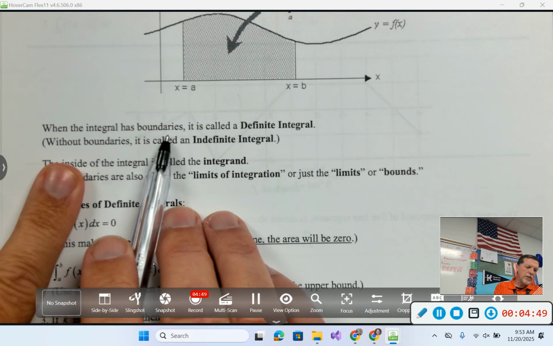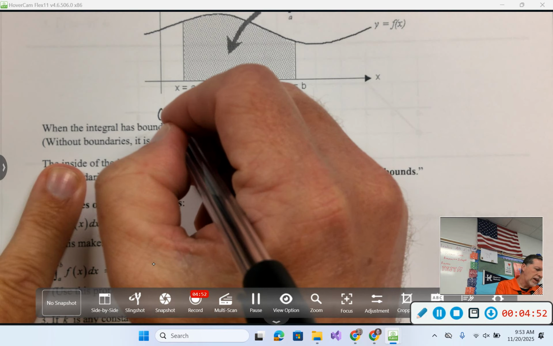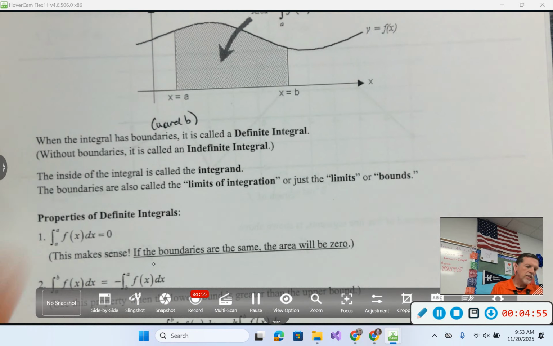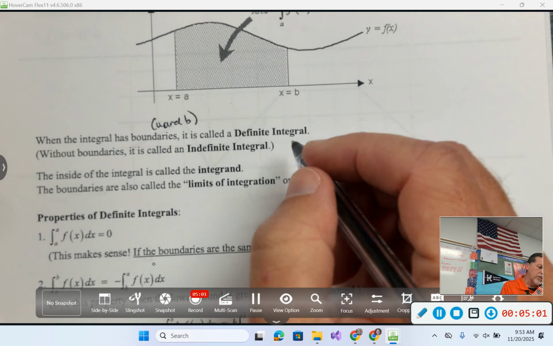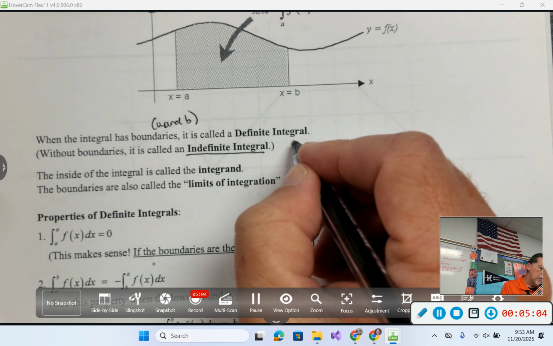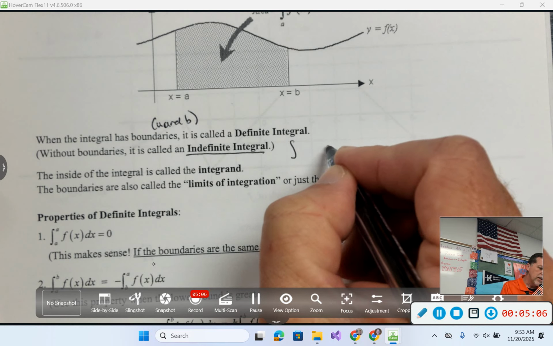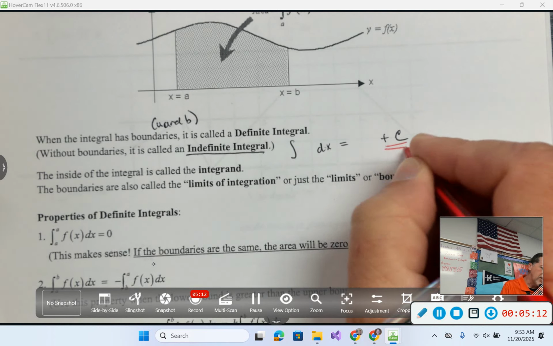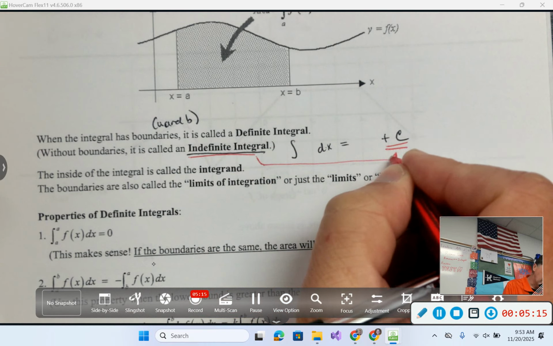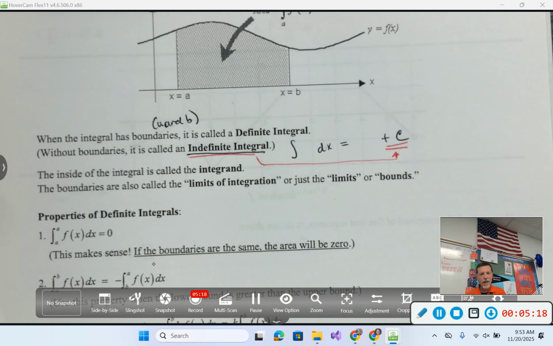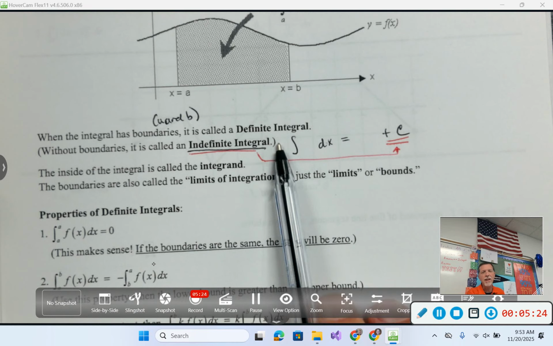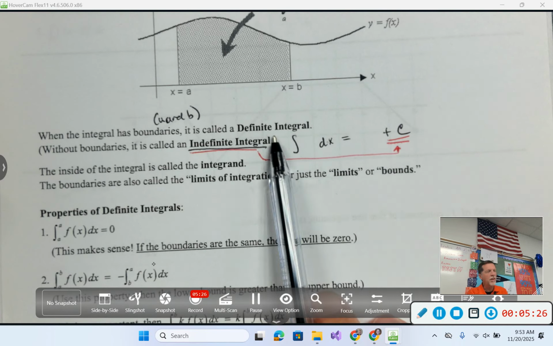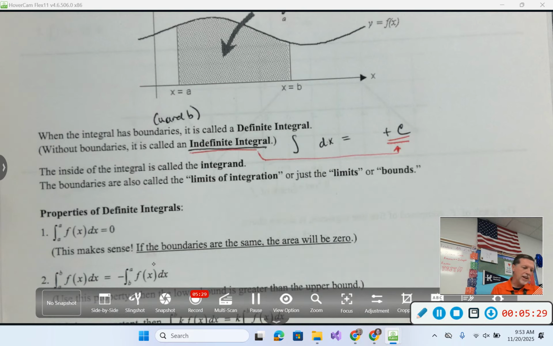When the integral has boundaries, that's the a and b, it's called a definite integral. Without boundaries, it is called an indefinite integral. Because when you do an indefinite integral, you always get that plus c on the end. So your answer is indefinite. You don't know exactly what the answer is because I've got this plus c sticking on the end. We'll handle the definite thing in a minute, but indefinite is because of the plus c. The definite won't have a plus c, so we'll definitely get an answer.